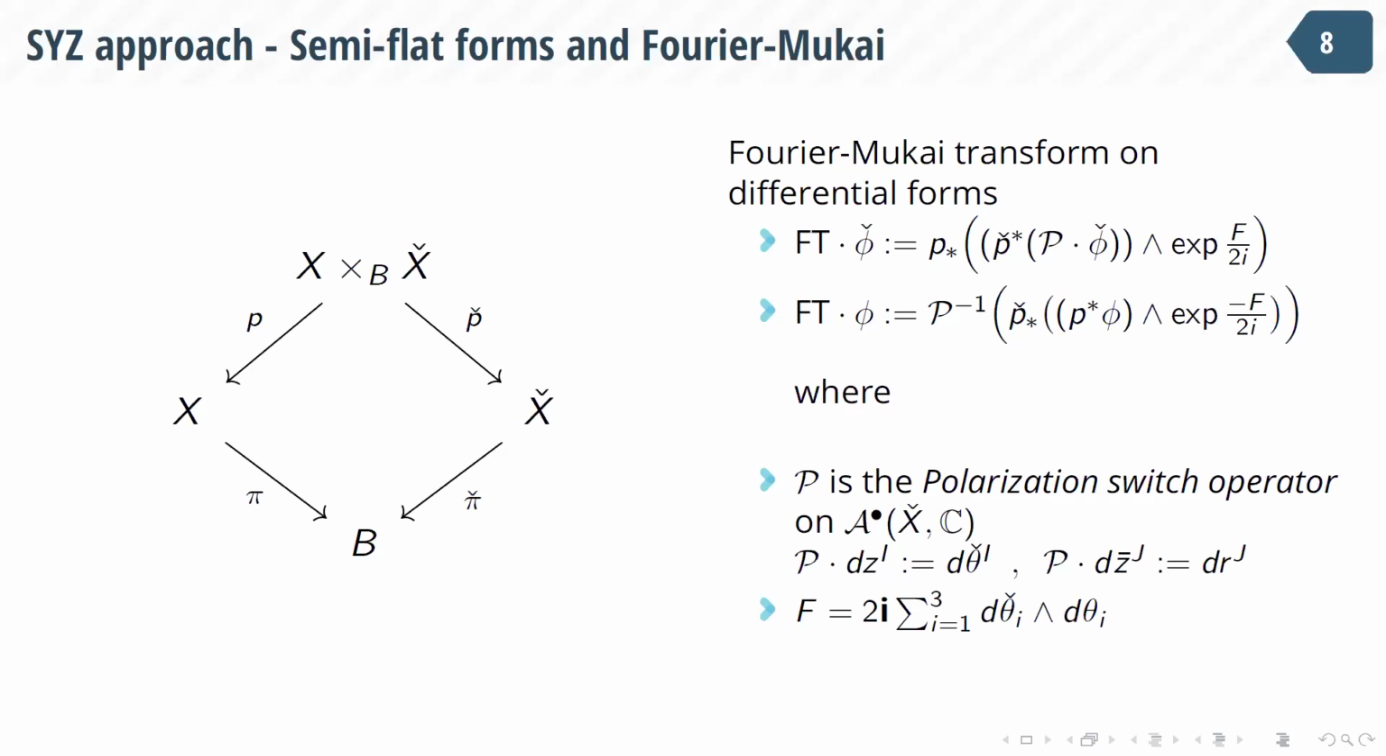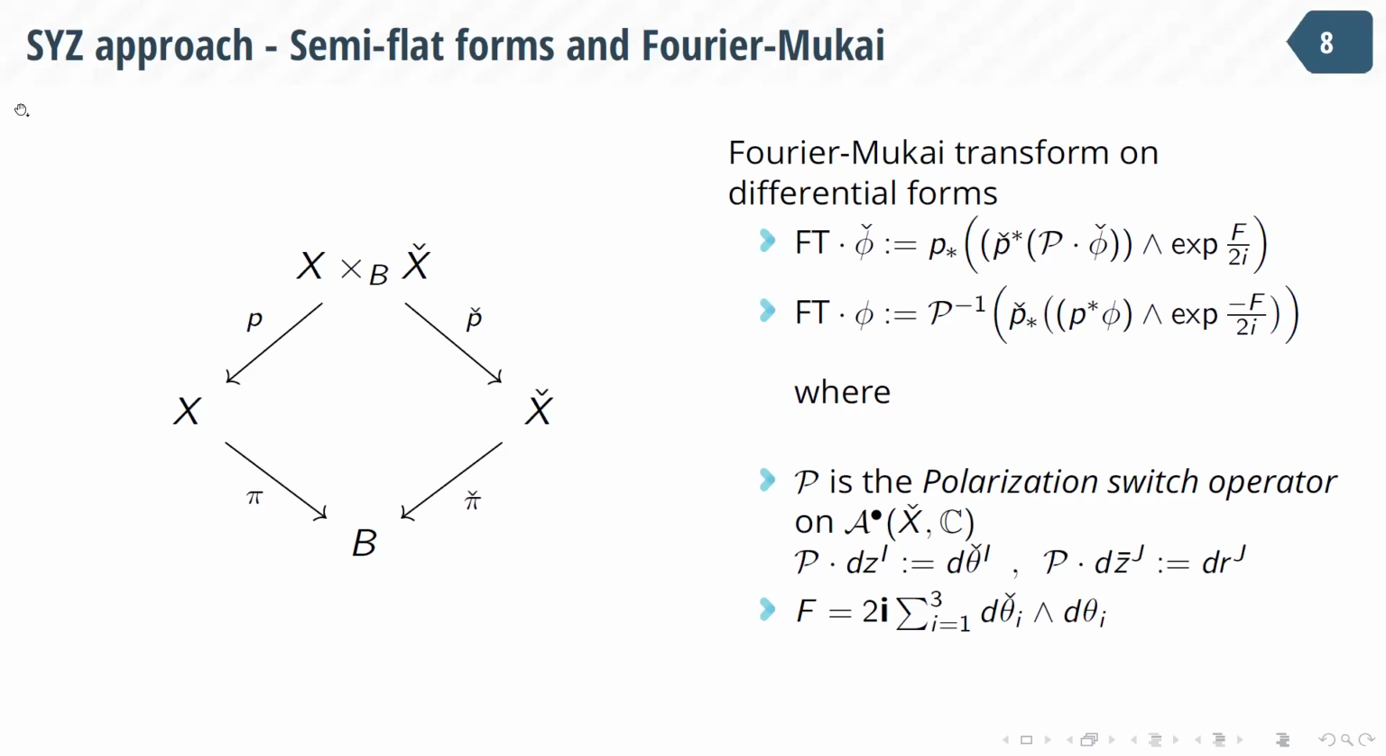And on the complex side, we have two polarizations, the complex one induced by complex coordinates and the polarization induced by the dual action-angle coordinates. So the polarization switch operator just sends zeta to check theta and zeta bar to R. And F, capital F, is a curvature term, and it is the curvature form of the canonical connection of the Poincaré line bundle over the fiber product. The fiber product is also called the correspondence space.